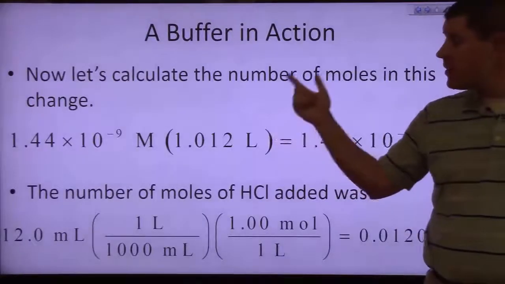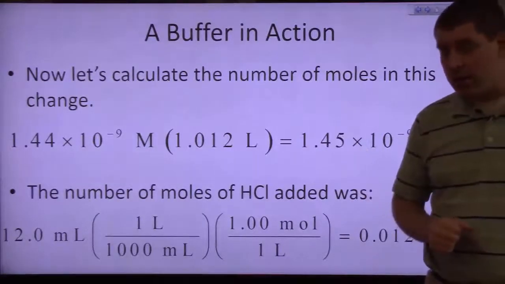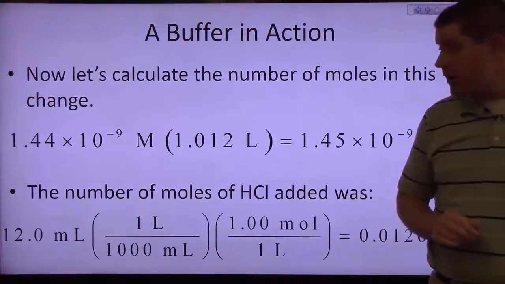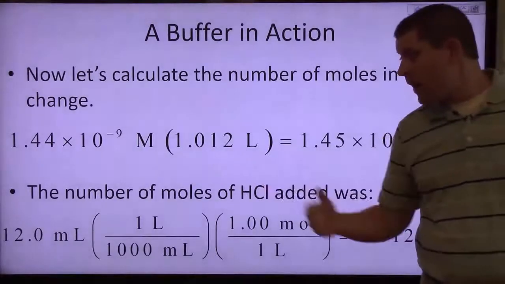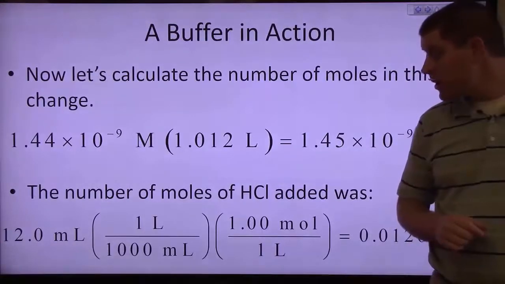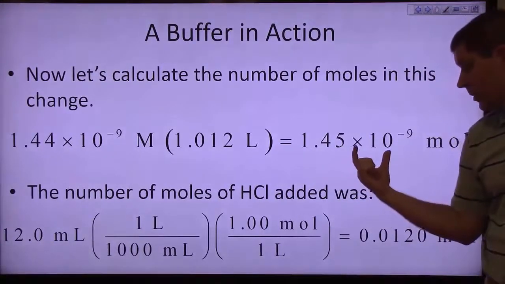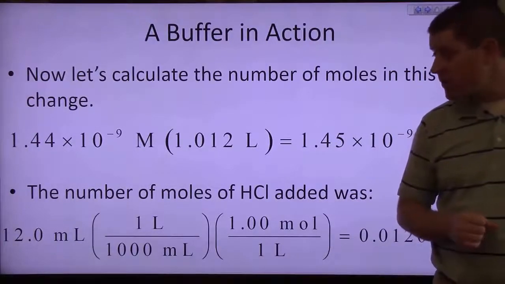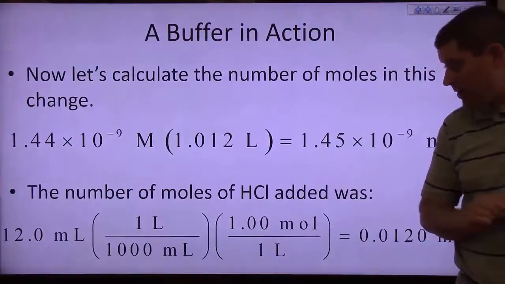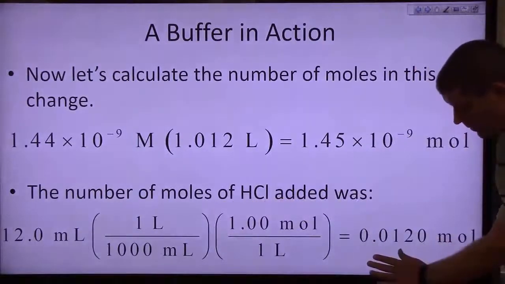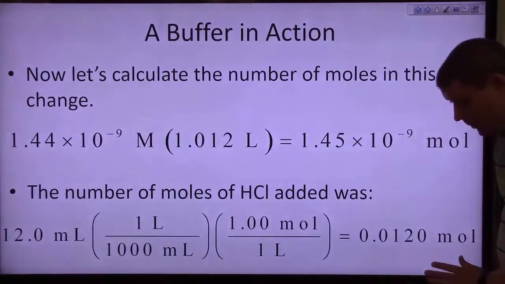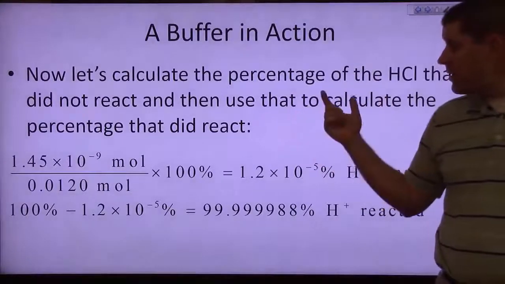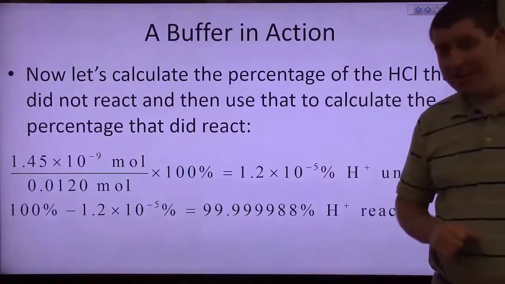And now let's calculate the number of moles in that change. We have a change of 1.44 times 10 to the minus 9 molar for our hydrogen ion concentration, and we have a volume of 1.012 liters, which gives us 1.45 times 10 to the minus 9 moles of hydrogen ion that did not react with our tris. Now, the number of moles of hydrochloric acid added was 0.0120 moles. So let's calculate the percentage of the hydrochloric acid that did not react, and then use that to calculate the percentage that did react.